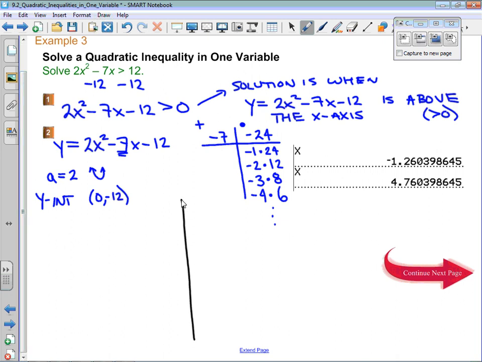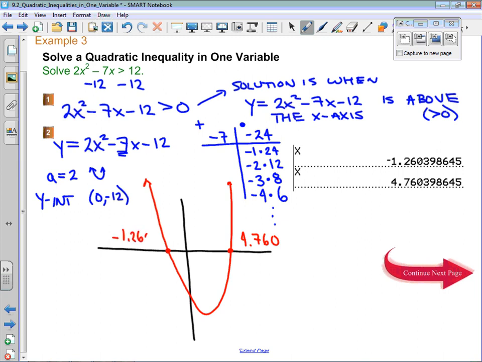So what that allows me to do, and I'll do it in red just because I've written a lot in blue already, is I know that my function looks something like this. Now, again, not drawn fantastically to scale, but that's okay. For a little bit of simplicity, we're going to round these to the nearest thousandth. So this point right here occurs at 4.760, and this point right here occurs at negative 1.260.